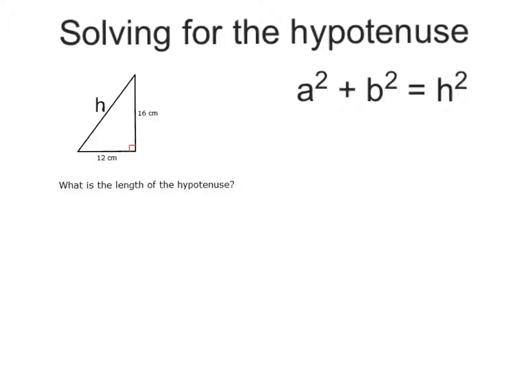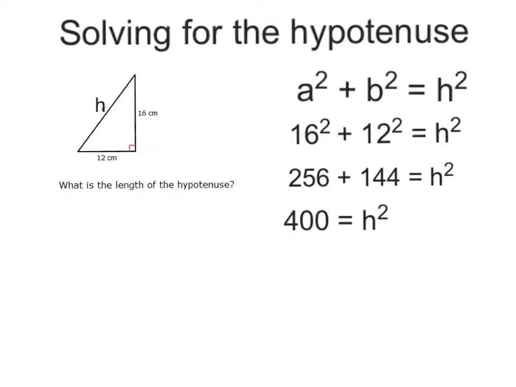In this example, we're going to use the Pythagorean theorem to find the length of the hypotenuse in this right angle triangle. In order to find the length of the hypotenuse, we're going to use the formula a squared plus b squared equals h squared. So the squares of each of the legs added together equals the square of the hypotenuse.